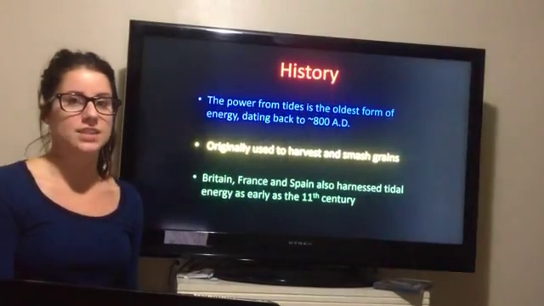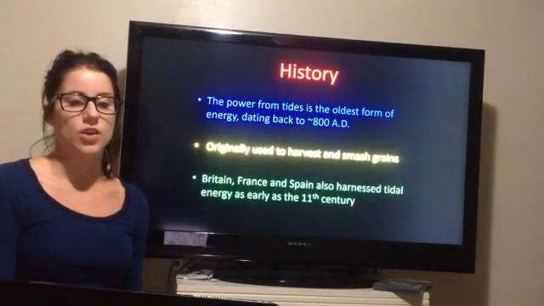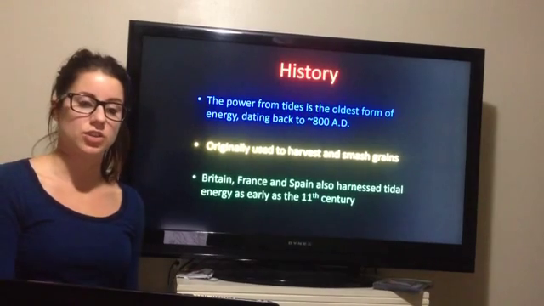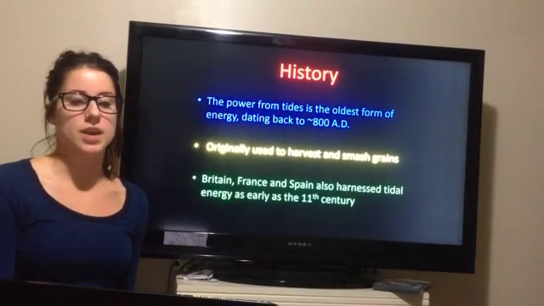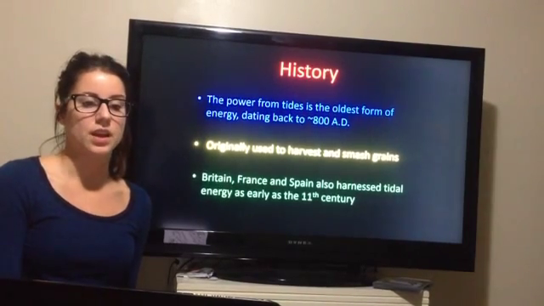Power from the tides is the oldest form of energy, dating back to around 800 AD. Originally, it was used to harvest and smash grains. Britain, France, and Spain also harnessed tidal energy as early as the 11th century.